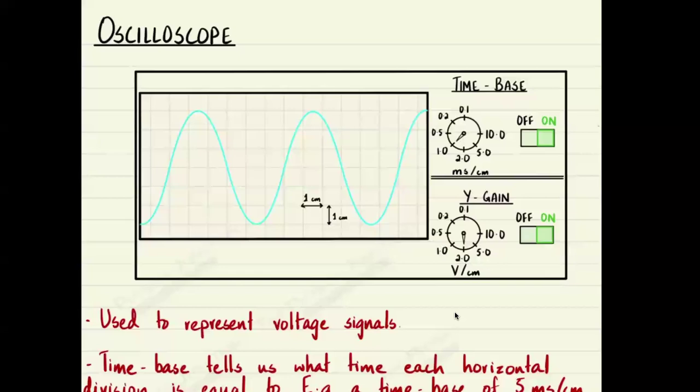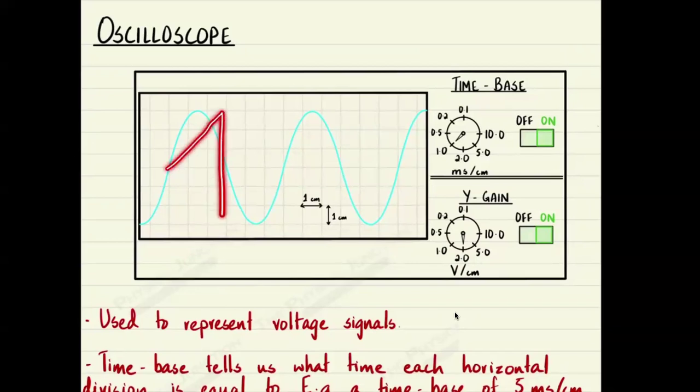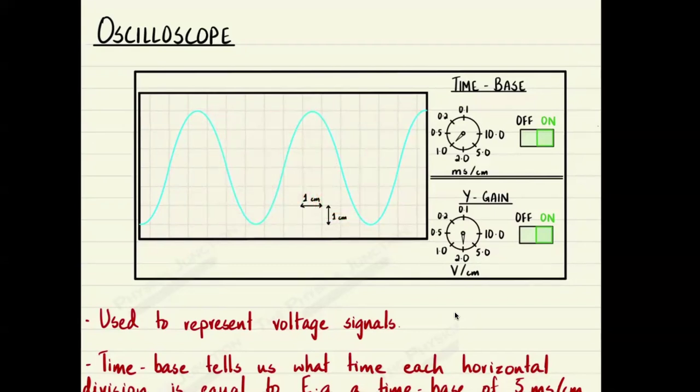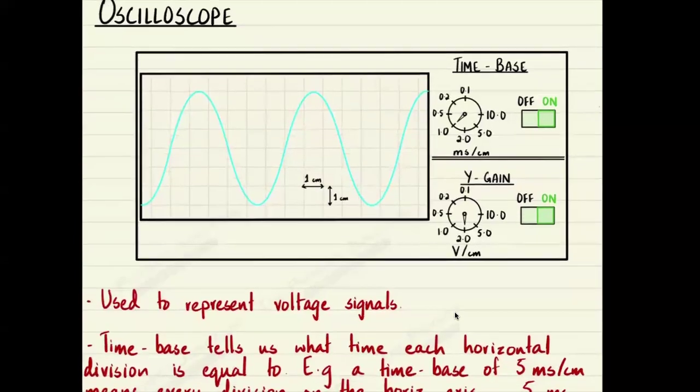Now with DC, it's obviously not very useful because DC is just the same voltage all throughout, it doesn't change with time. But with AC signals, it's really useful. So for example, in our syllabus, we just look at this very simple type of voltage signal, but there are also many other types of voltage signals in reality. For example, you have something like this, you have some like this as well. So the oscilloscope allows us to look at that and analyze those waveforms. So this is used to represent voltage signals. The two important dials are the time base and the Y gain.